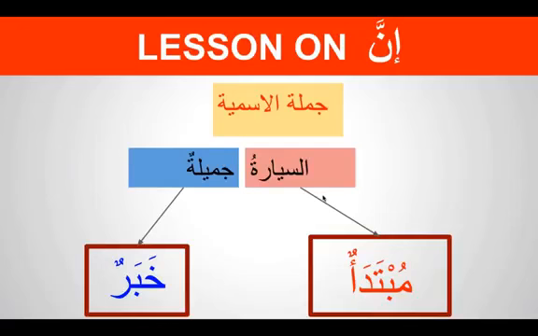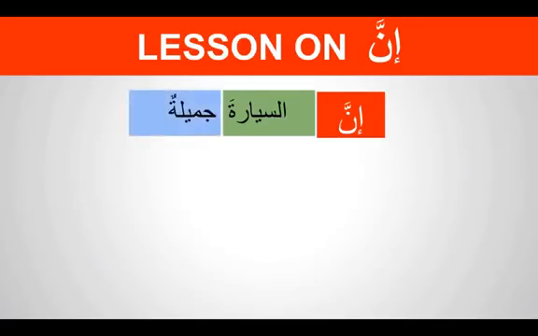So what happens when inna comes and attaches to jumlatul ismiya? Just see here: inna sayyarata jamilatun. What happened here? The damma changed into fatha. Whenever inna comes, the mubtada which was there in the jumlatul ismiya becomes a mansub noun. So this is called harf nasbin, where the noun becomes mansub, and jamilatun remains the khabar.